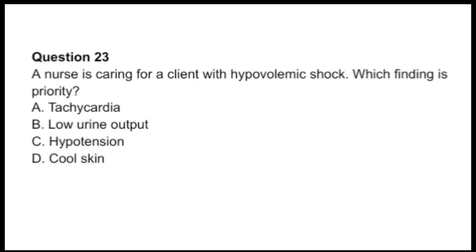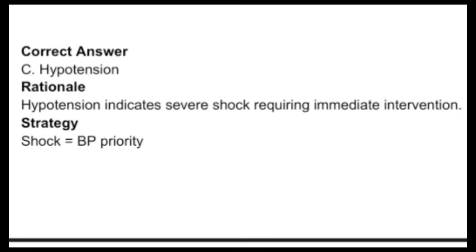Question 23. A nurse is caring for a client with hypovolemic shock. Which finding is priority? A. Tachycardia. B. Low urine output. C. Hypotension. D. Cool skin. Correct answer: C. Hypotension. Rationale: Hypotension indicates severe shock requiring immediate intervention. Strategy: Shock equals BP priority.